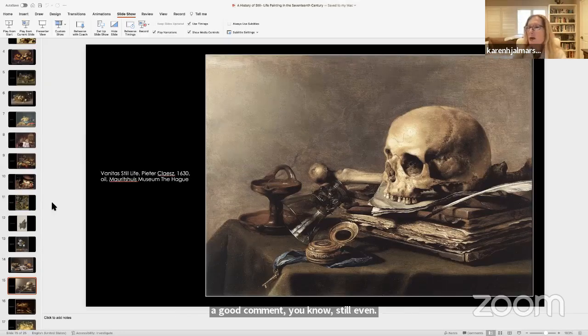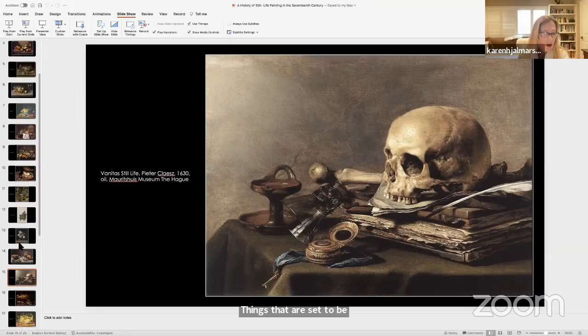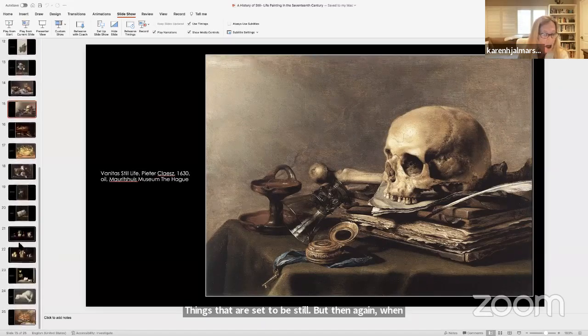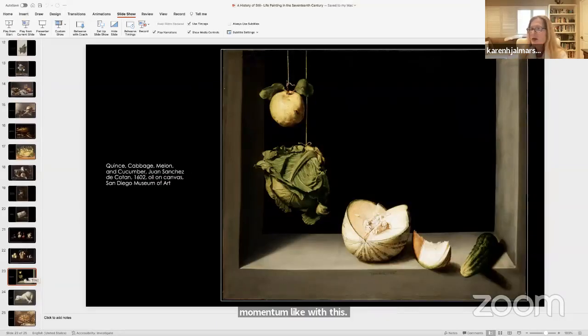Things that are set to be still. But then again, when you look at some of them, there seems to be momentum. Like with this one, it actually feels like it has momentum, just the way the objects are hanging, like you could just tap it. But primarily it's still, yes, still life.